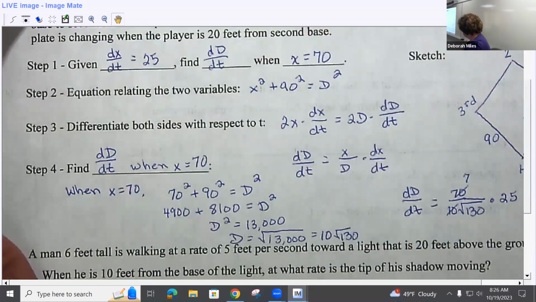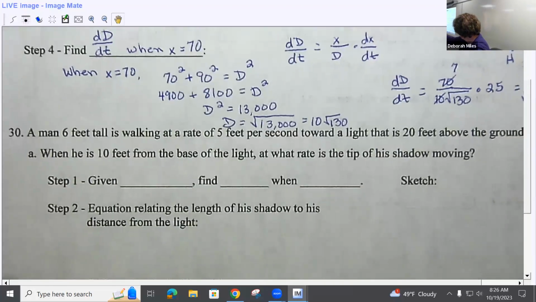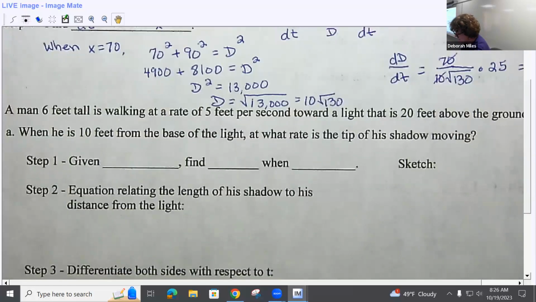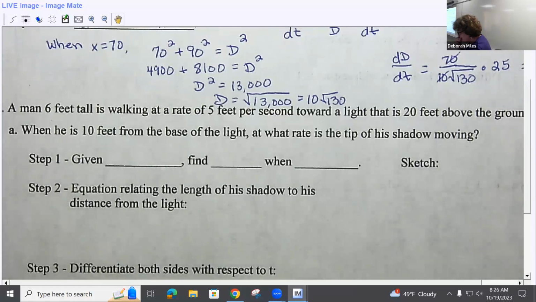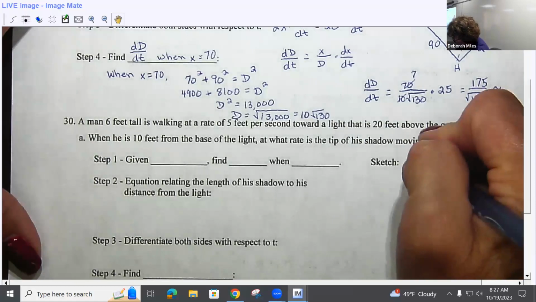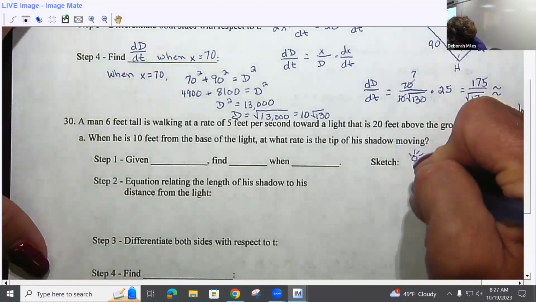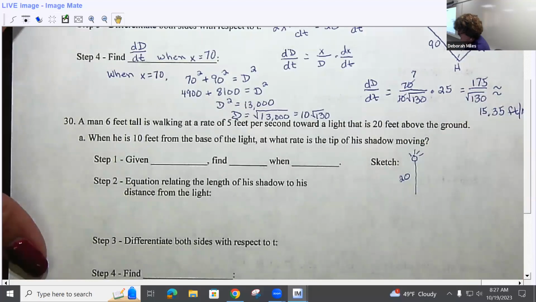All right, number 30 is another one that it might be good to see an animation for. A man 6 feet tall is walking at a rate of 5 feet per second toward a light that's 20 feet above the ground. Here's my very best light. It's 20 feet above the ground. Is that a constant or something that's changing? That light is always 20 feet above the ground.